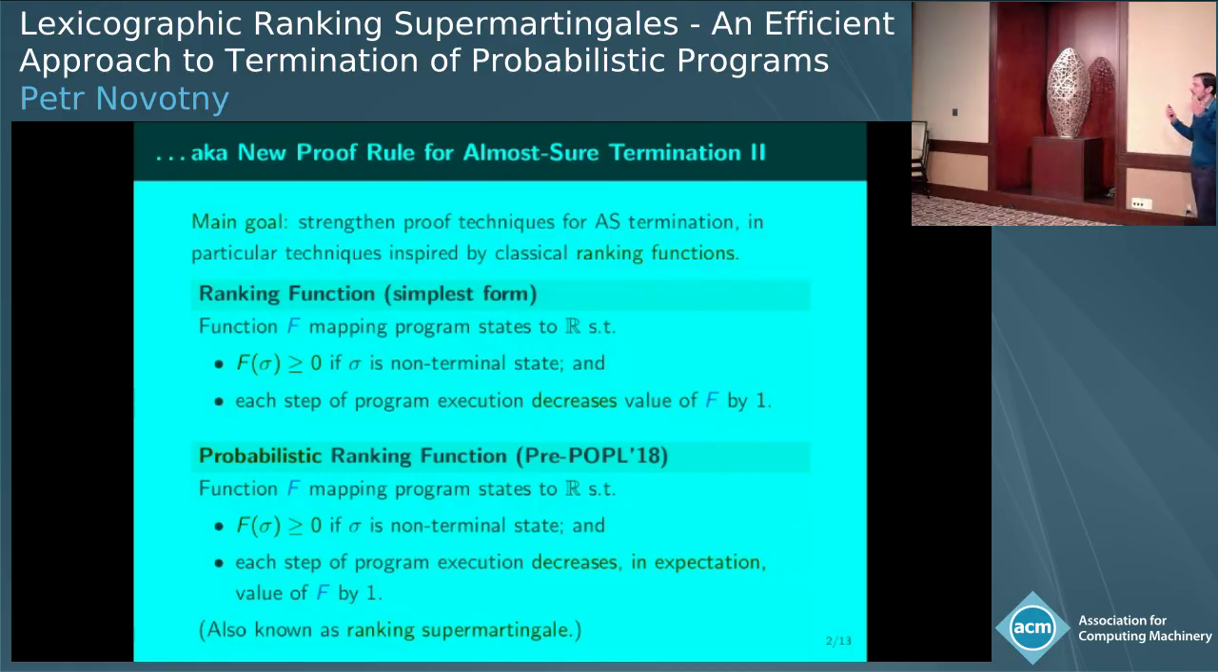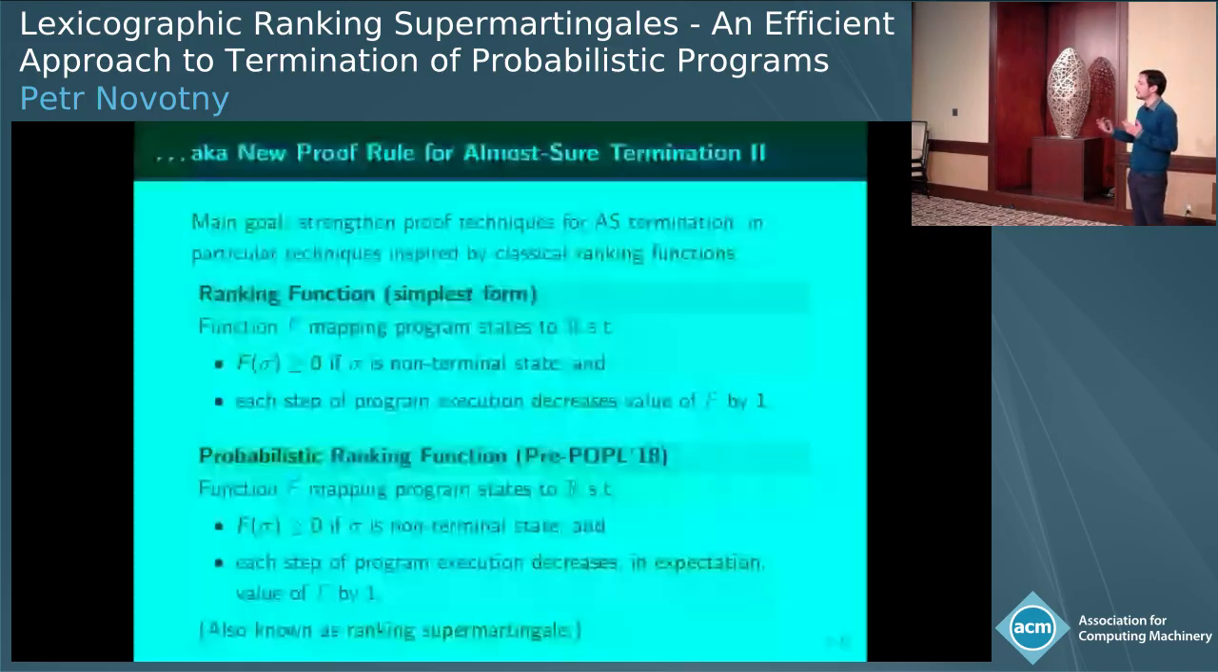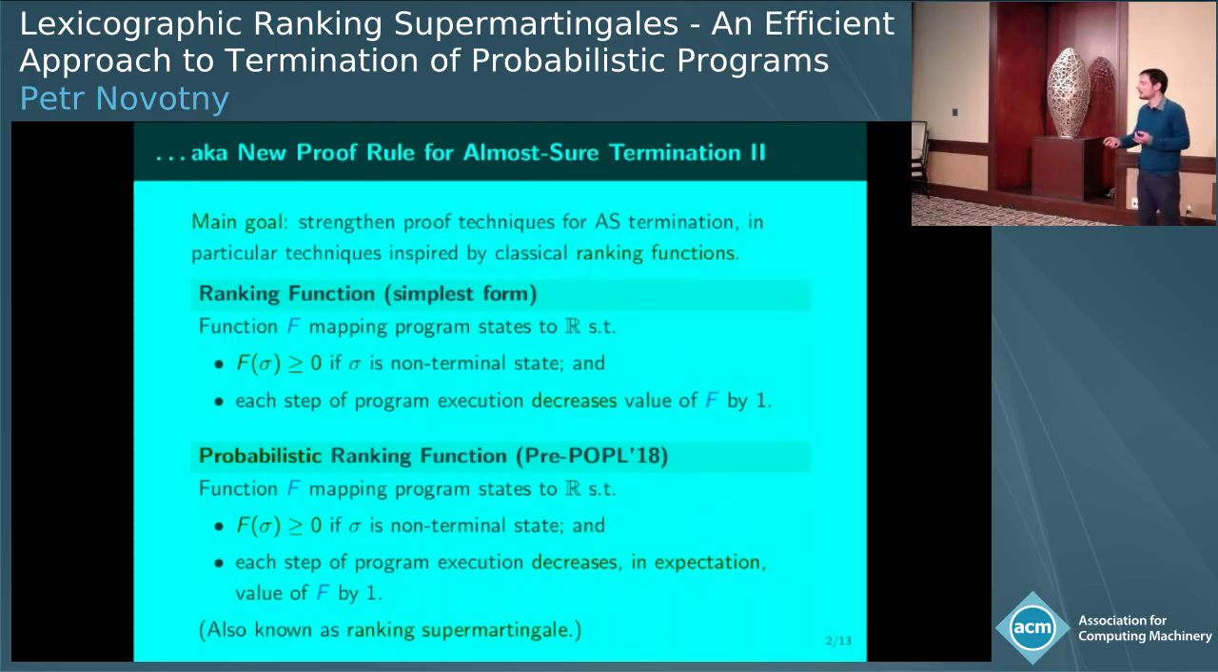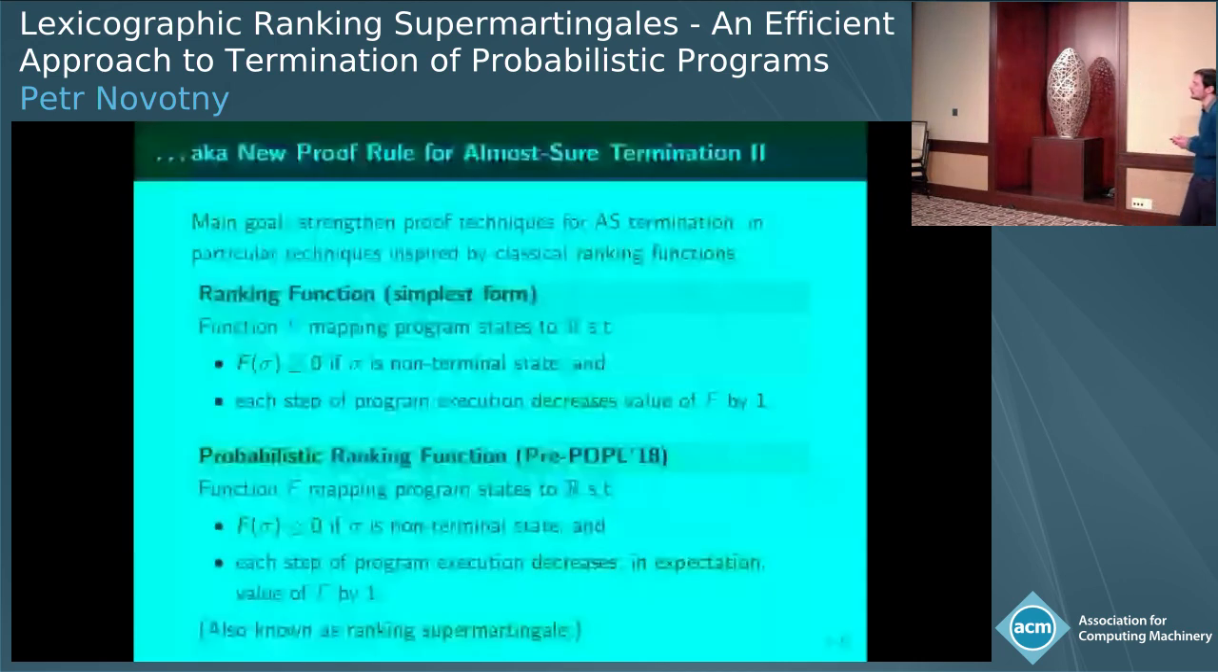And she also showed some examples of programs that do terminate almost surely, but that cannot be handled by such a proof rule. So the motivation is to strengthen it so that it works for a larger class of programs. And where I think our works diverge is that we aim at different classes of programs to be handled by the new proof rule.